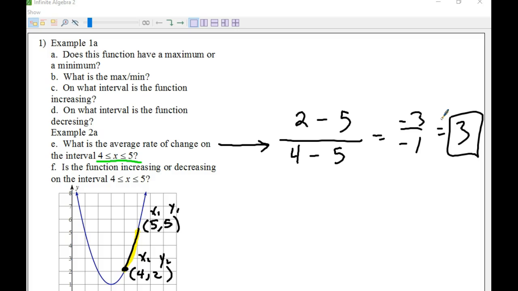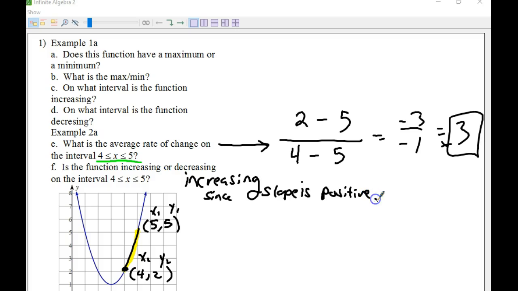We're right here. All right. So let me ask you guys a question. On this interval, you could tell just from the picture, is it increasing or decreasing? Why is it increasing? You could tell from the picture because it's going up. How can you tell from this? It's positive. Okay? So we're going to do one together here real quick.